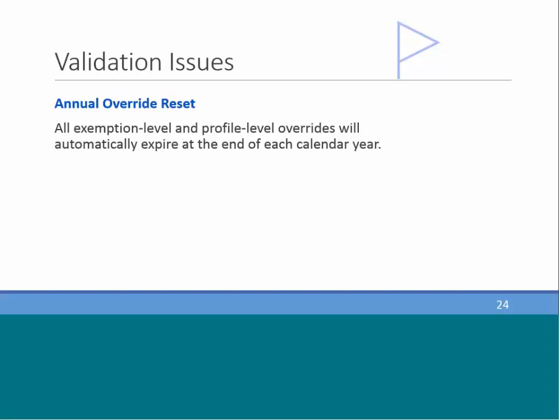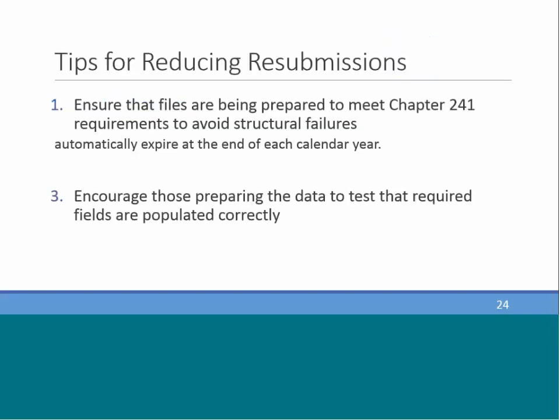Submissions that occur after the year will be evaluated against all validation rules, and new profile and exemption level overrides will have to be requested as needed.